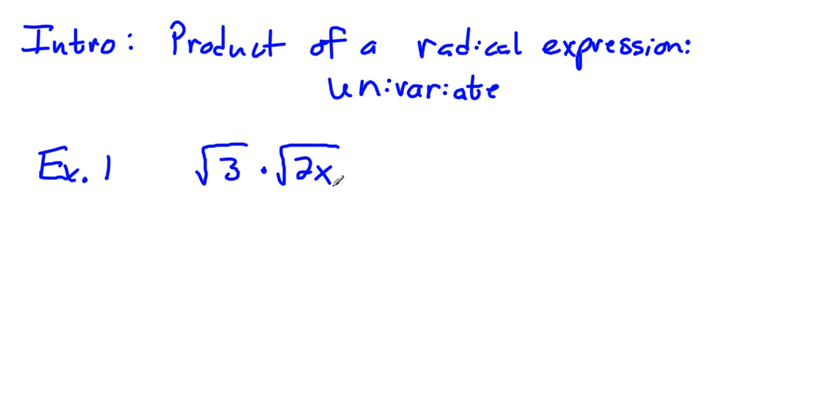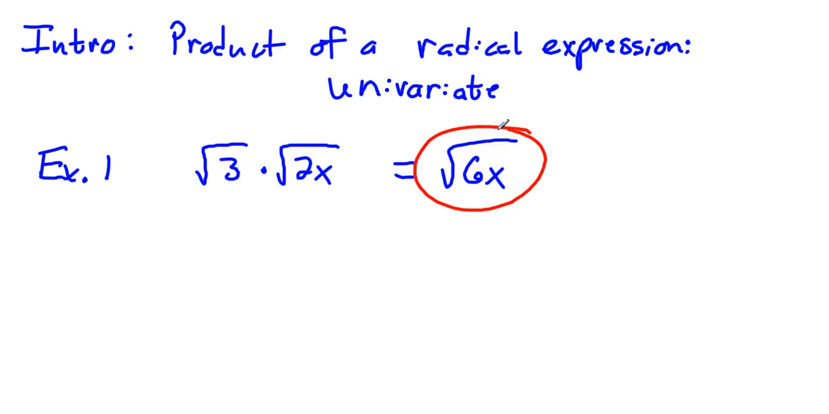Okay, so you've got square root of 3 times square root of 2x. Now, the setup is the same for this one. You're going to multiply the outside numbers, the coefficients. You're going to multiply the inside numbers, which are the radicands. And because it's the intro, you don't have to worry about breaking anything down. These should just be basic numbers. On the inside, you've got 3 times 2x. That is the square root of 6x, and for that one, that is your answer.